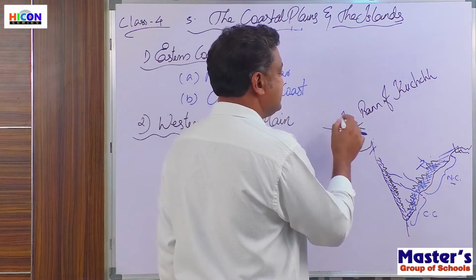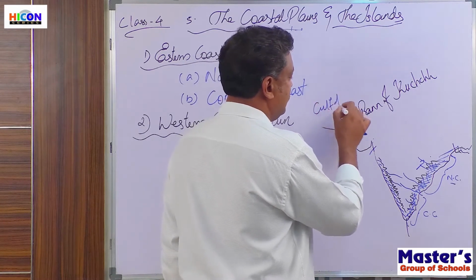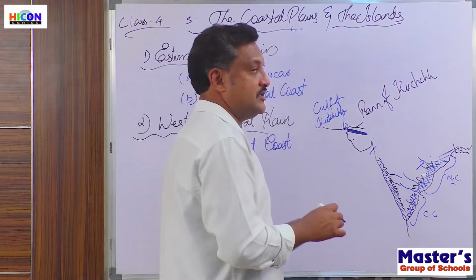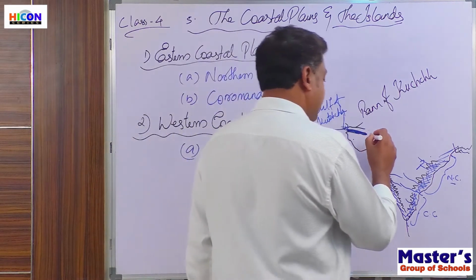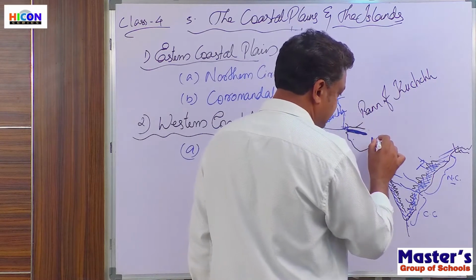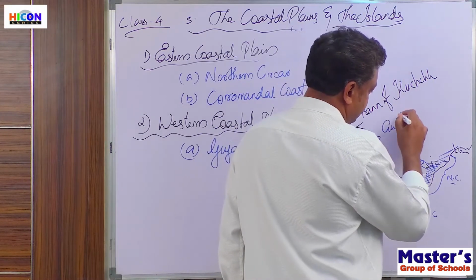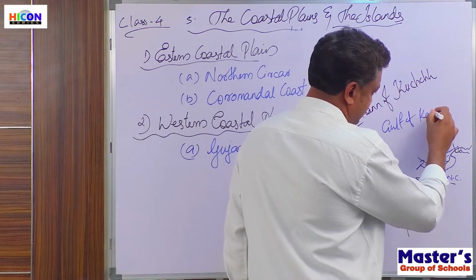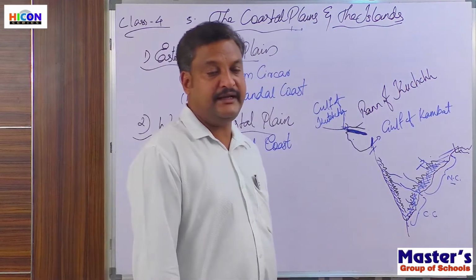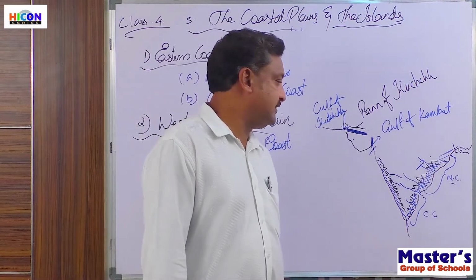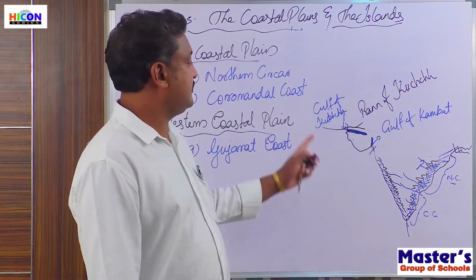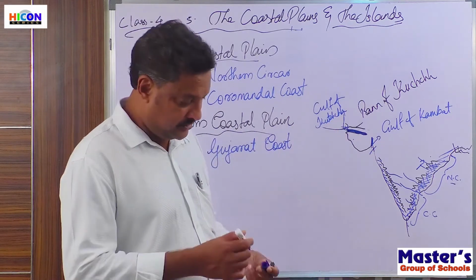This region is known as the Gulf of Kutch. And here we have another water inlet, and this is known as the Gulf of Kambat. So the coastline of Gujarat is known as the Gujarat coast. The two major features in that are the Gulf of Kutch and the Gulf of Kambat.